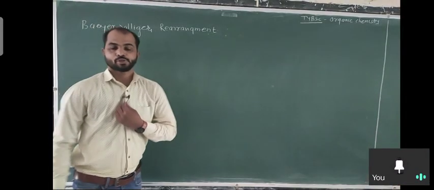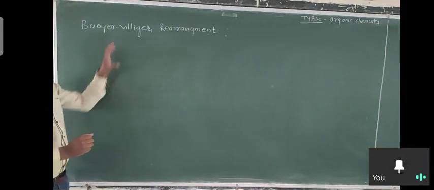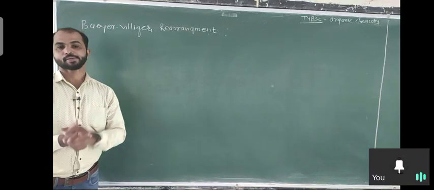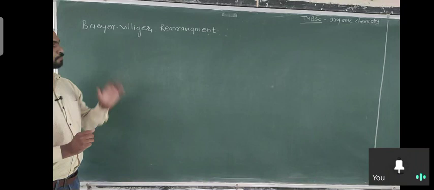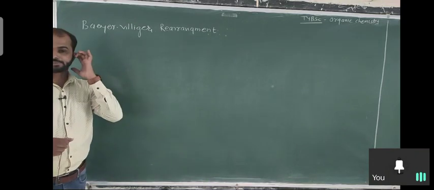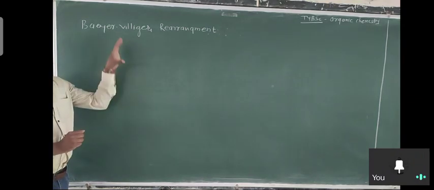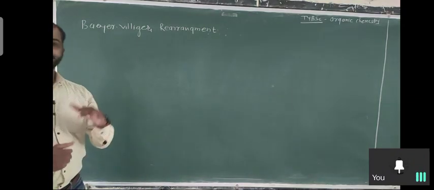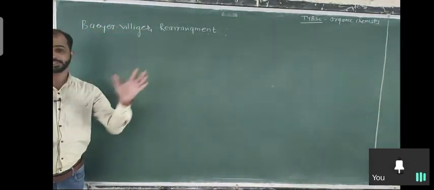Okay, good afternoon students. Today we are going to start another rearrangement, the Baeyer-Villiger rearrangement. We already discussed some rearrangements which are basically nitrogen deficient. So in today's lecture we are going to explain the Baeyer-Villiger rearrangement and the Pinacol rearrangement. First of all, we are going to discuss the Baeyer-Villiger rearrangement. So what is a Baeyer-Villiger rearrangement? Sometimes it is called Baeyer-Villiger oxidation.